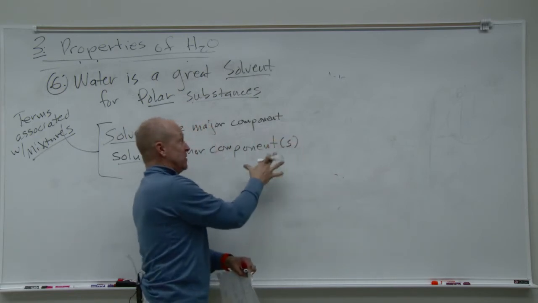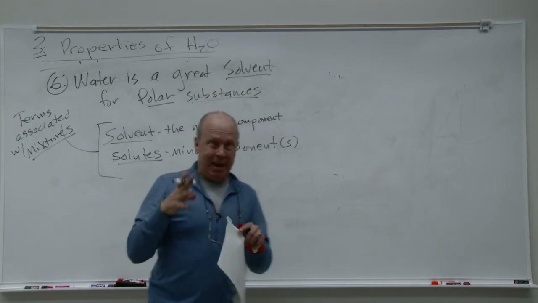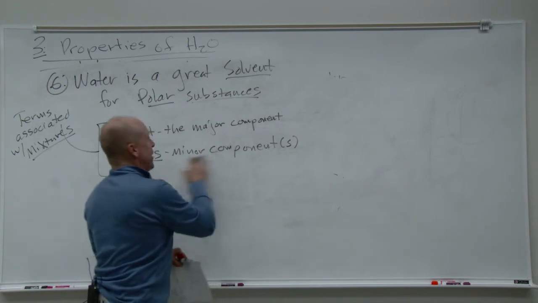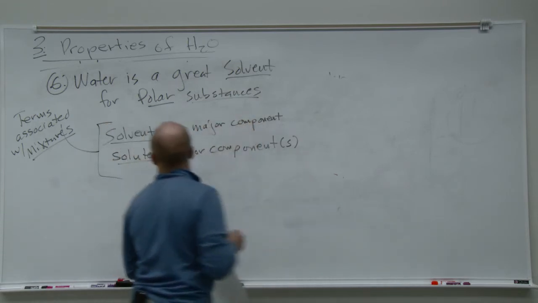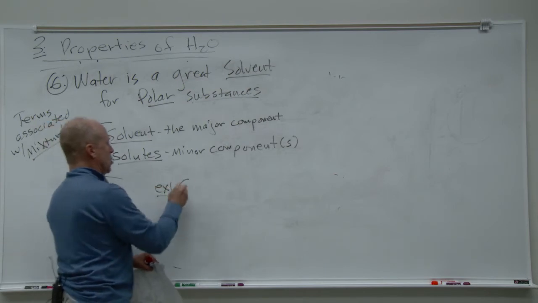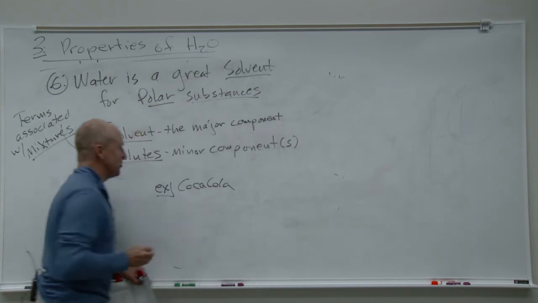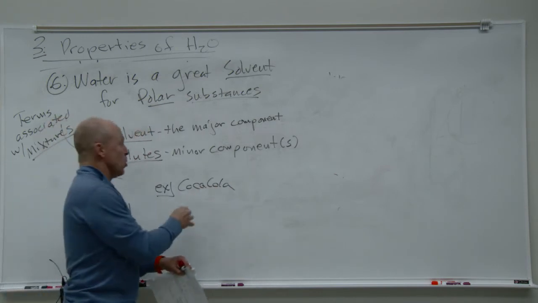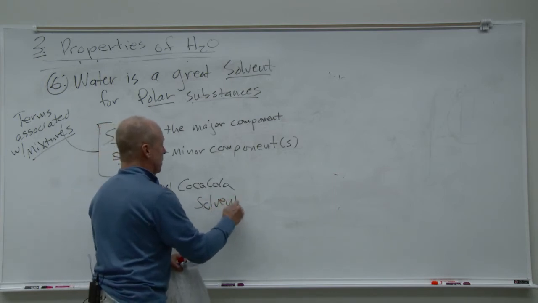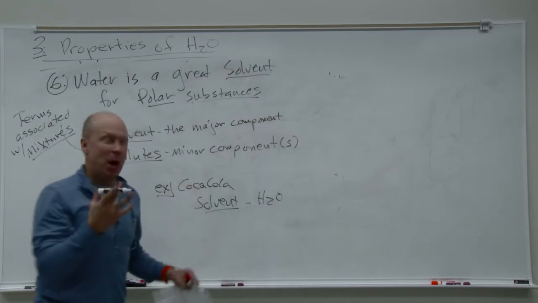You could have a simple mixture with just one solute and one solvent, but usually you have a lot more than that. So minor components of a mixture, that's what solutes are. So we'll take an example of Coca-Cola. Coca-Cola, I think that's how you spell it. So if you guys, what's the solvent of Coca-Cola? The solvent is H2O, and of course, that's what this whole property is about.